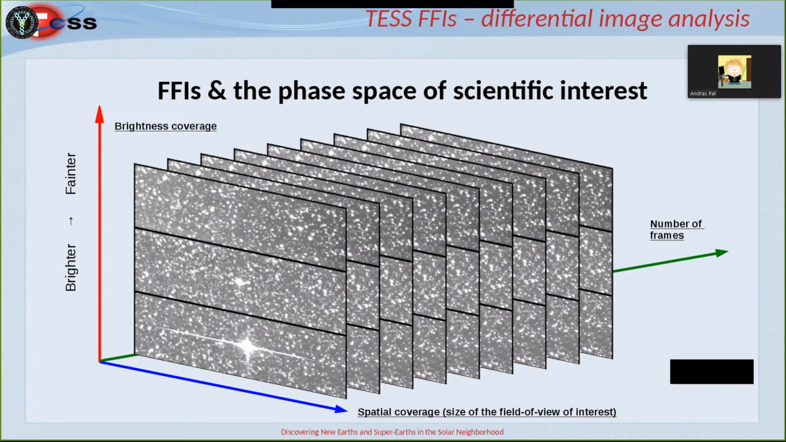And if we are talking about postage stamps, so short cadence data, the number of frames is multiplied by 15. So it's even more data at first glance. But considering the spatial coverage, short cadence data is not the same, because only, say, 10 by 10 or 15 by 15 pixel areas are covered. And mainly short cadence data are for brighter targets and not for fainter ones.